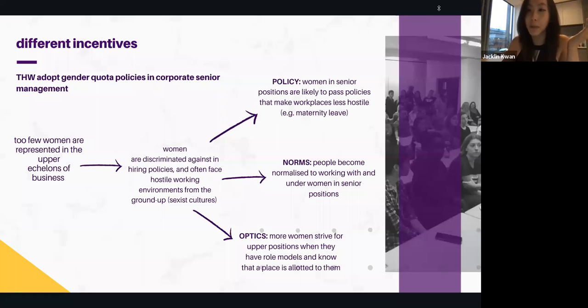Let me hire this woman, or let me promote this woman since I'm now a manager, right? So that's another way that you can change sexism. Third way you can change sexism, optics.